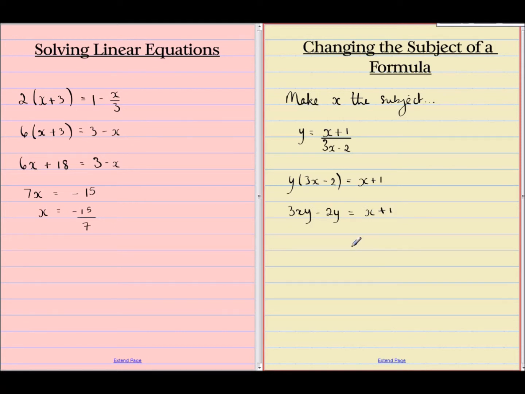We want to put all the x's on one side and everything else on the right hand side. So we get 3xy minus x equals 1 plus 2y. We're now going to factorise out x, because that's what we want to have as the subject. So we get x times (3y minus 1) equals 1 plus 2y.